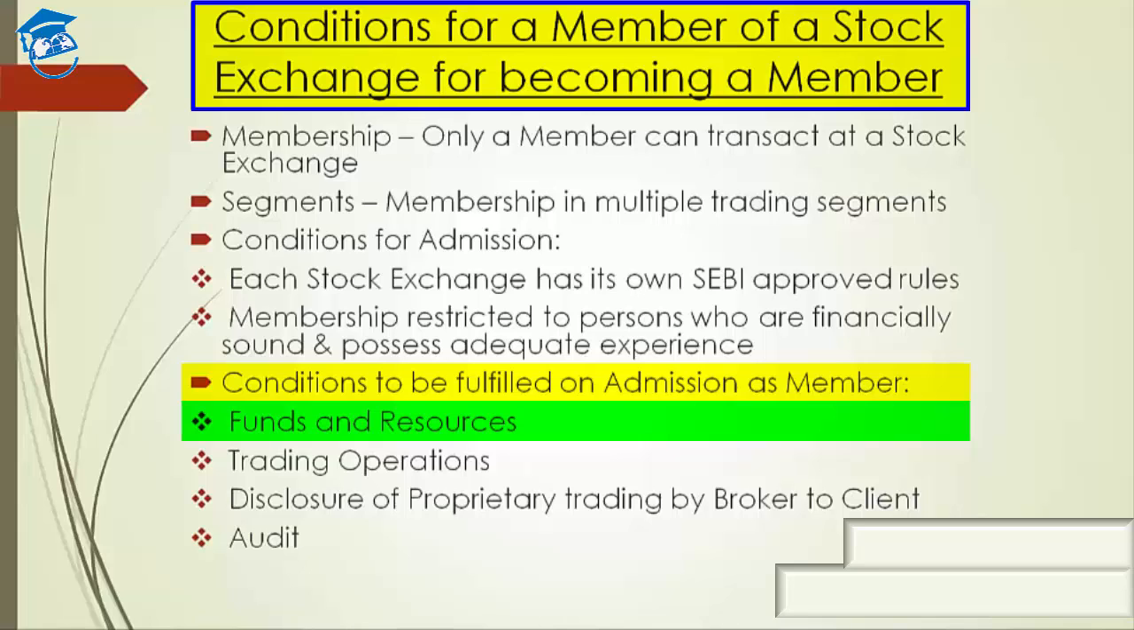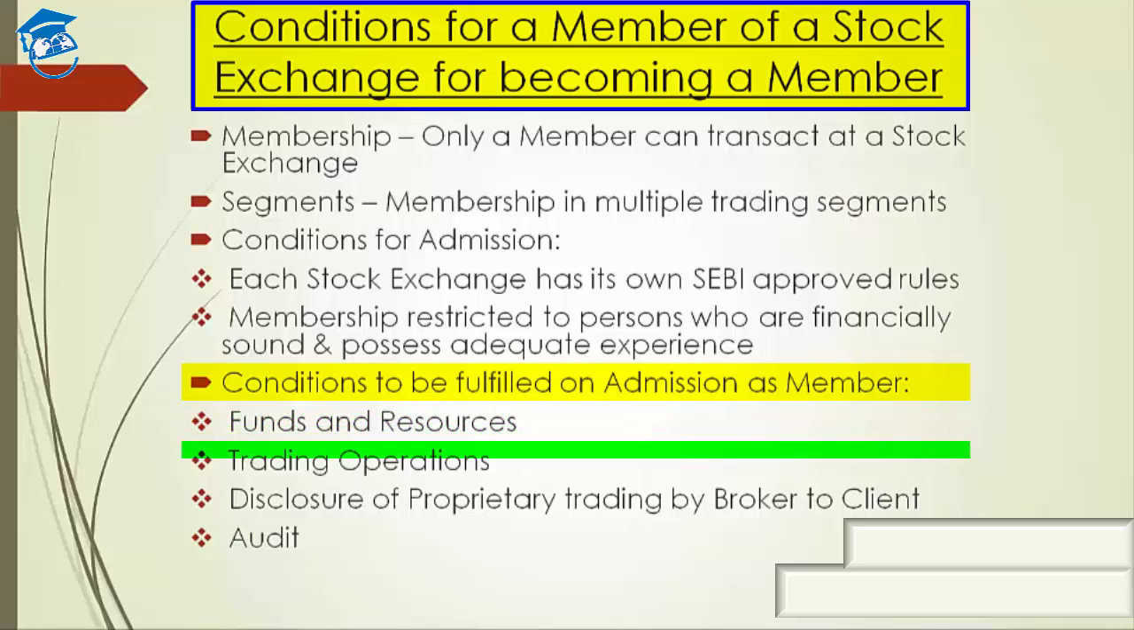Number two, the gross turnover of the member should be in direct correlation with the base capital and additional capital which is deposited by the member of the exchange. This is something which is being considered as a condition for funds and resources. These two. Next comes the trading operations.